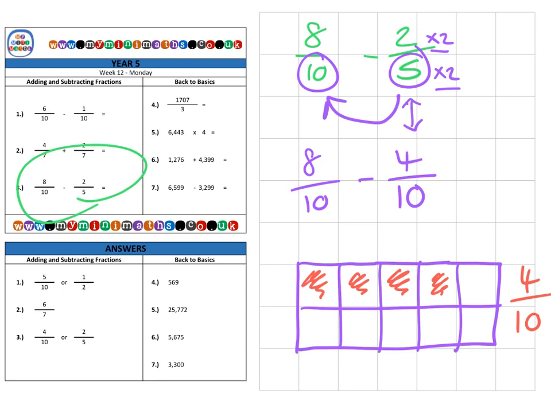So if you see two denominators that are different, the first step is you need to make sure that they are the same, a common denominator.